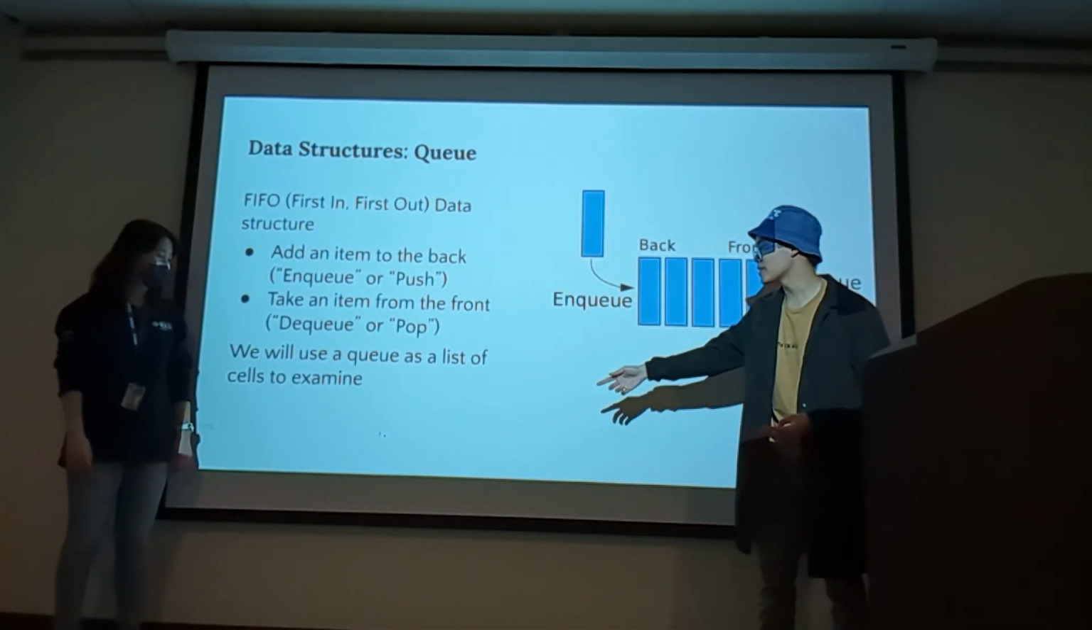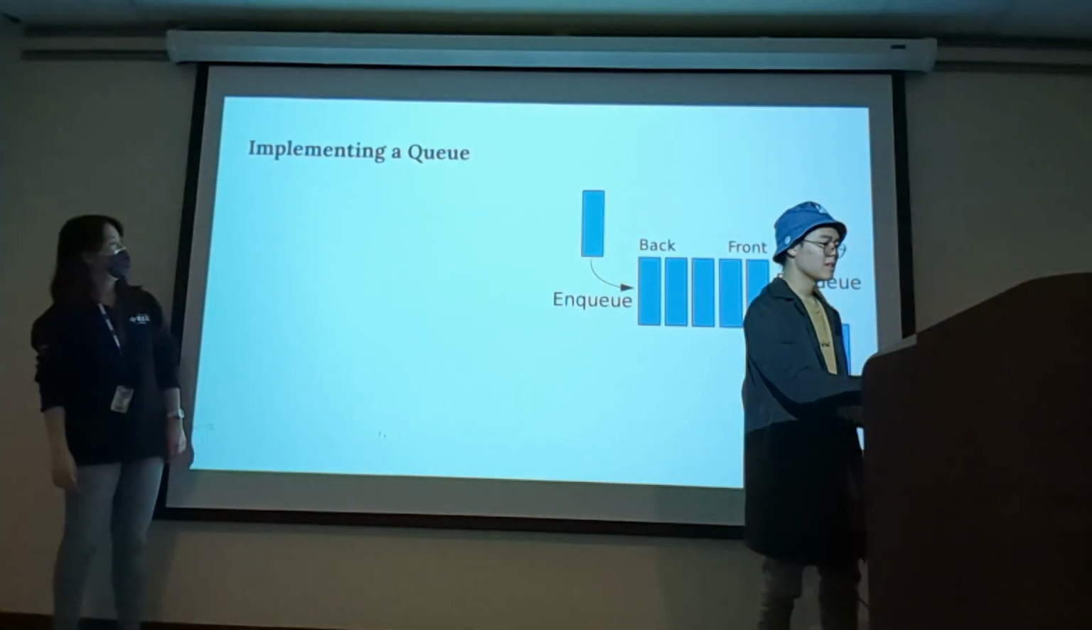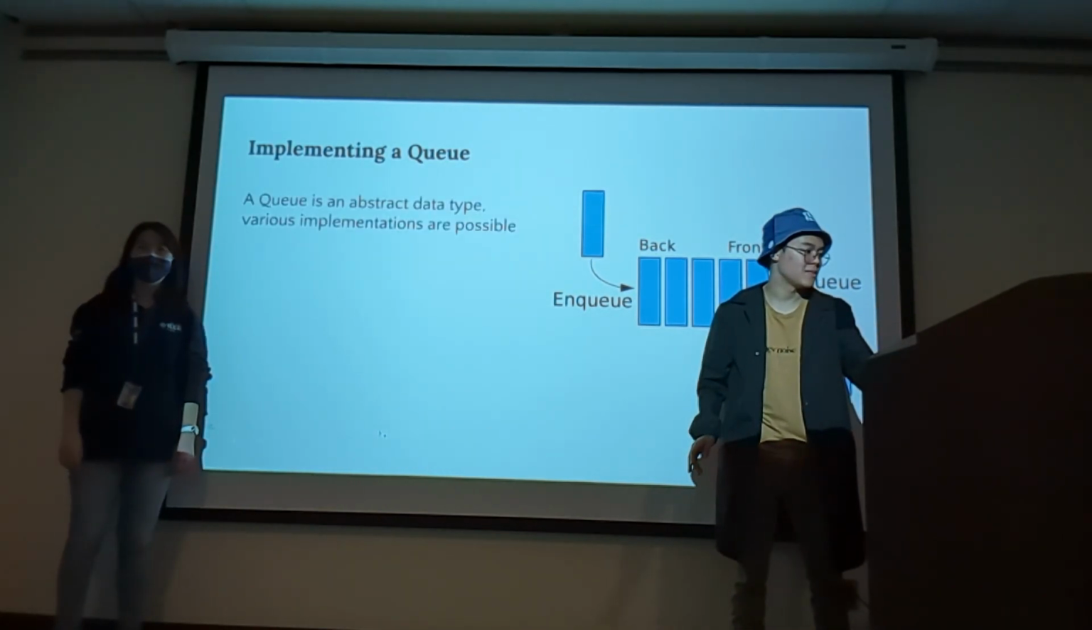And then we'll use a queue to keep track of cells. So how do we actually implement it in C?